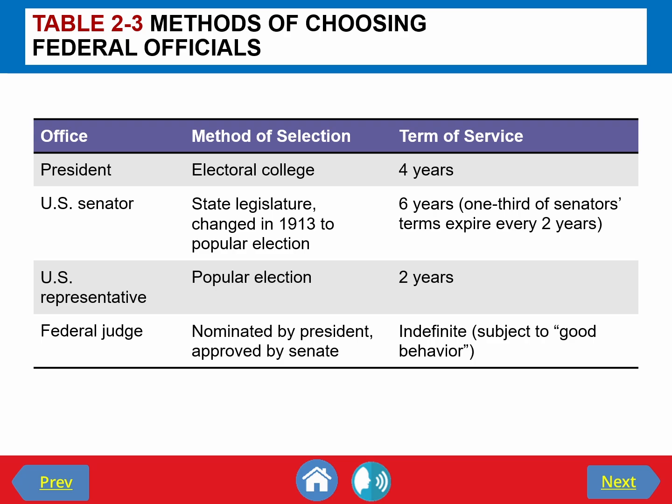Lastly, federal judges are nominated by the president and approved by the Senate. They serve indefinite terms of service, basically for life, or until they retire, subject to what the Constitution terms as good behavior. Rarely is a federal judge or Supreme Court justice ever removed from office, or impeached and convicted. This is an intentional design of the system, in order to ensure judicial autonomy and to eliminate the possible bias that political pressures may place on them.